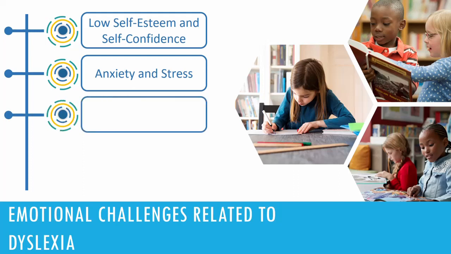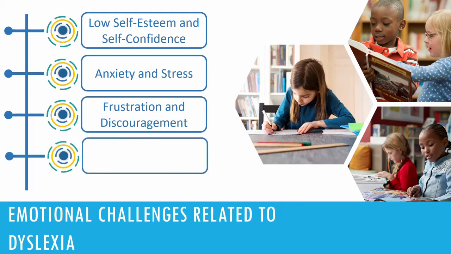Frustration and discouragement. Dyslexic individuals often experience intense frustration, especially when they put in substantial effort but do not see the desired results. This repeated experience of struggling with tasks that seem easy for others can lead to feelings of discouragement and a sense of helplessness. Depression and emotional distress. In some cases, the cumulative effect of these challenges can lead to depression and other emotional distress. The ongoing struggle and perceived lack of progress can impact their overall mood and outlook on life.